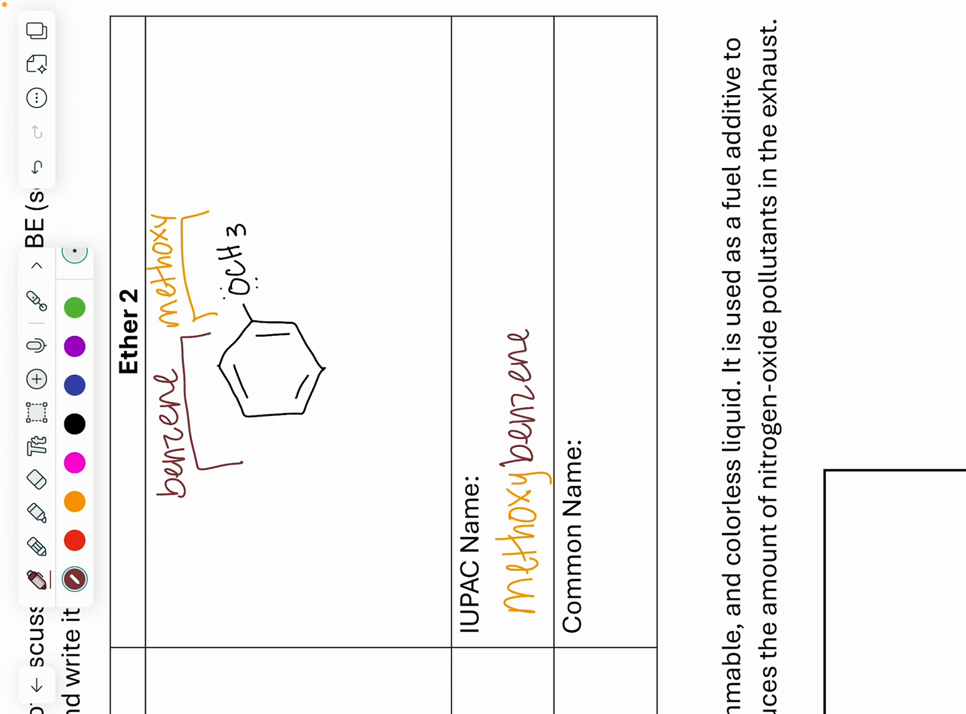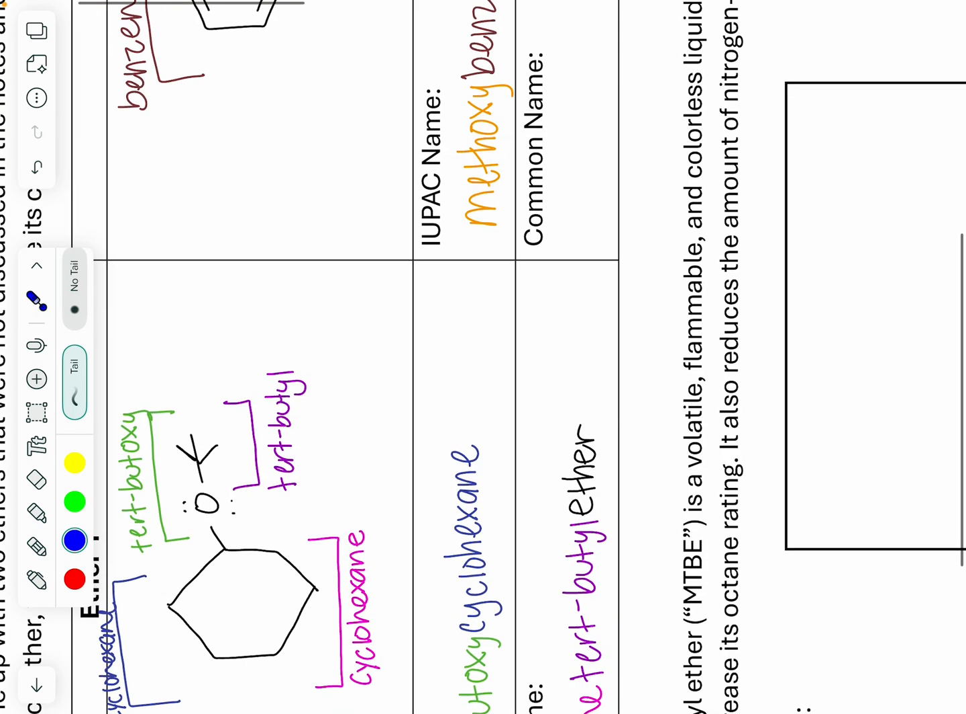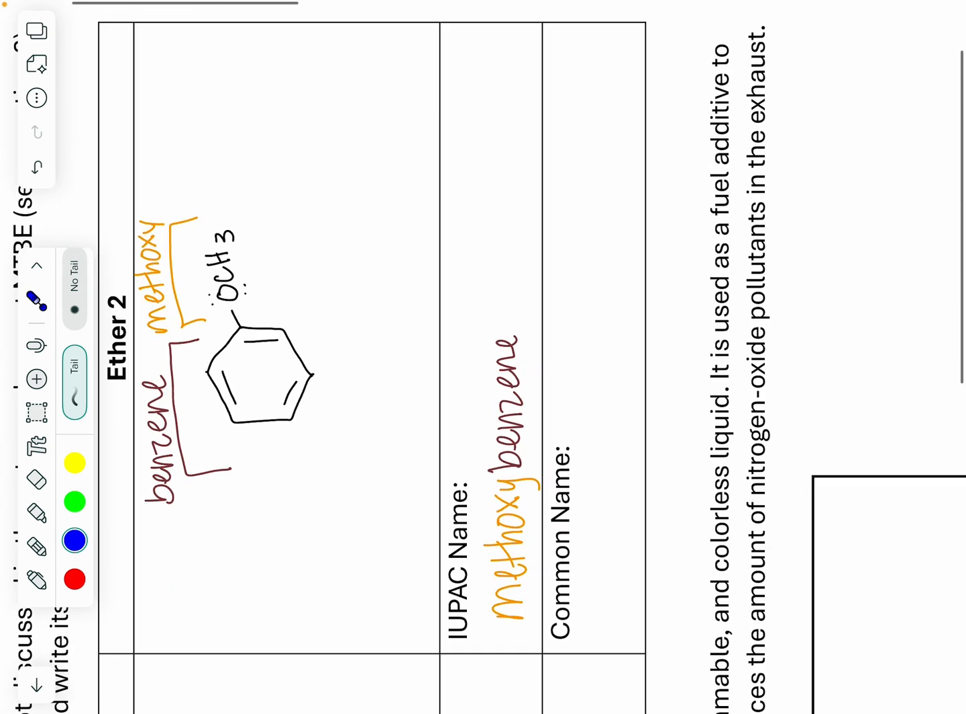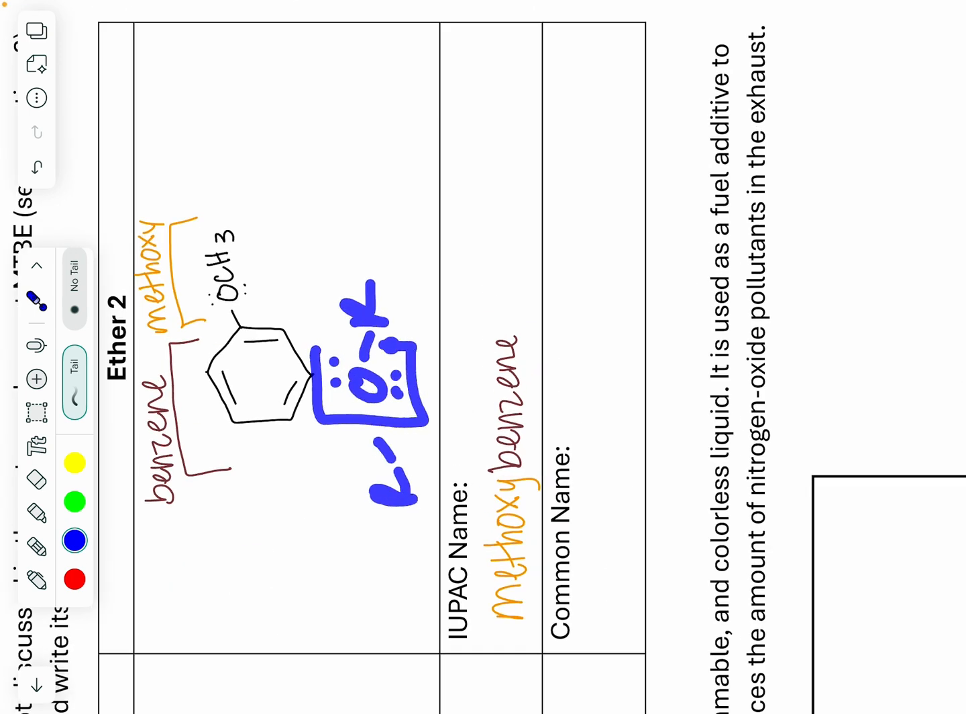So for the IUPAC name, we know that this benzene is going to be the parent name. That's going to be the suffix. So when we name it, it's going to be methoxy and then the parent name, which is the benzene. Now, same thing as with the past example when I was talking about how I like to look at ethers like this: first identify that oxygen and then identify the R groups in the carbon chain. That's exactly what we're doing.